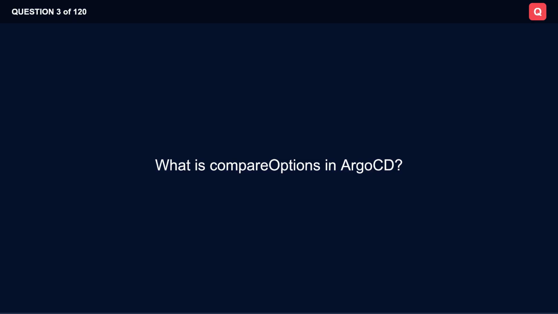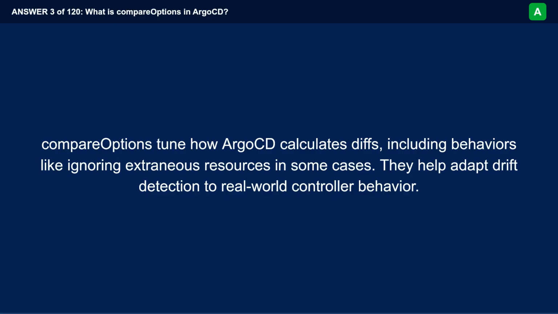What is compare options in ArgoCD? Compare options tune how ArgoCD calculates diffs, including behaviors like ignoring extraneous resources in some cases. They help adapt drift detection to real-world controller behavior.